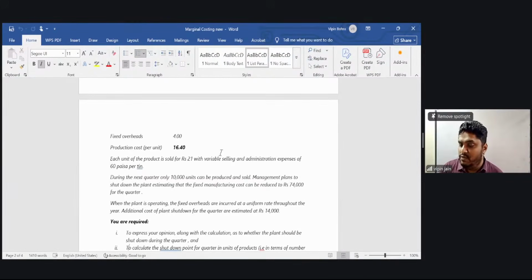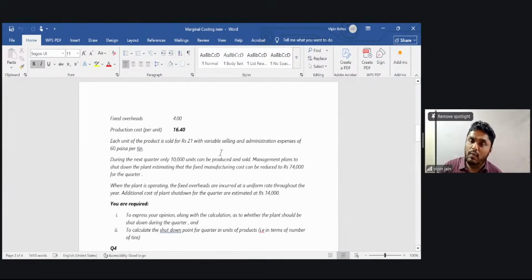Management is planning to shut down the plant, estimating that the fixed manufacturing cost can be reduced to 74,000 for the quarter. So even if we shut down for the quarter, this 74,000 will anyway be incurred. It can be rent, which we can't ignore for a quarter, we have to pay the landlord, or salaries to the senior staff, even if we shut down the plant. Yes, our material cost, labor cost, all the variable costs will be saved. But there are still a few fixed costs that we won't be able to save.